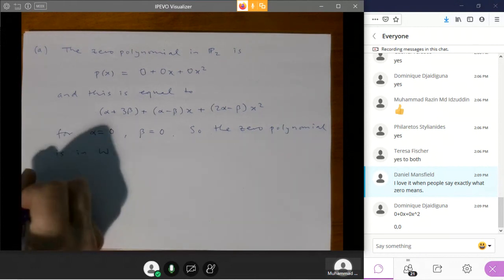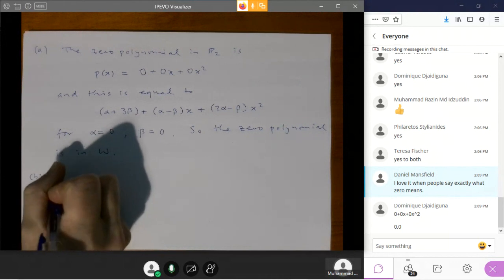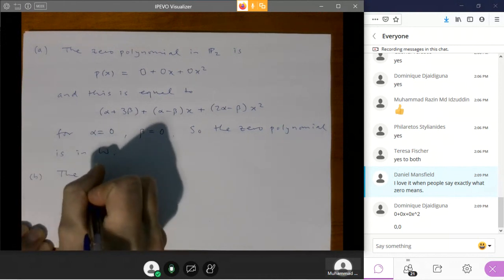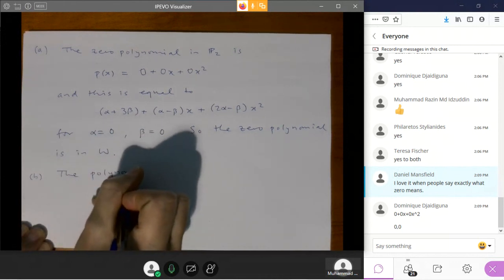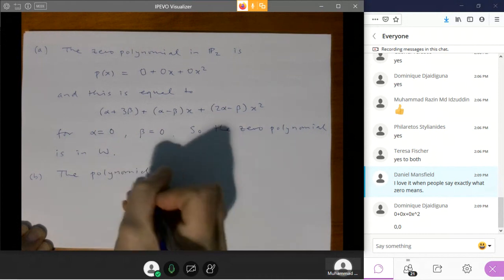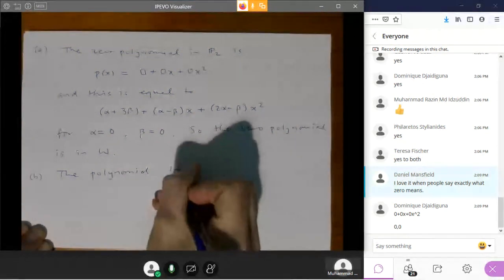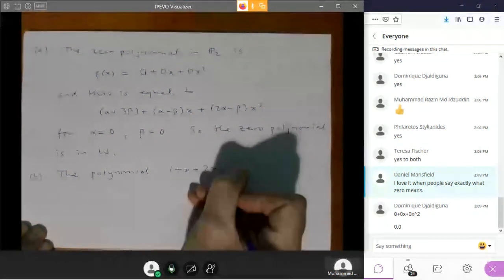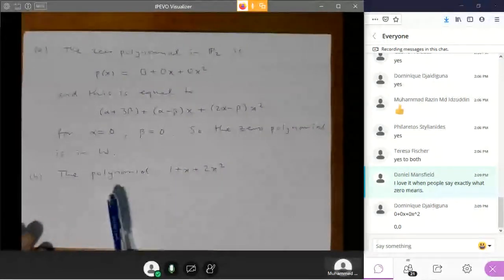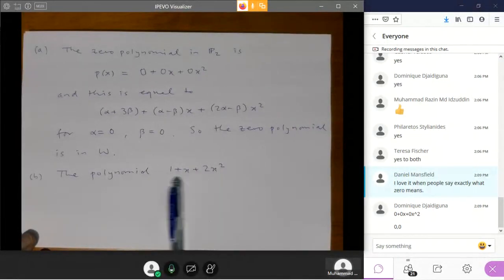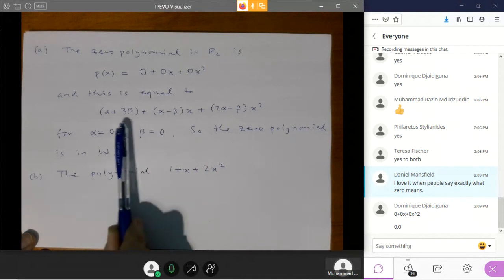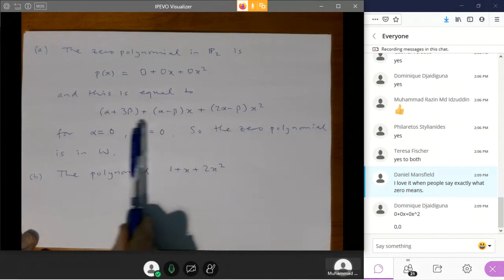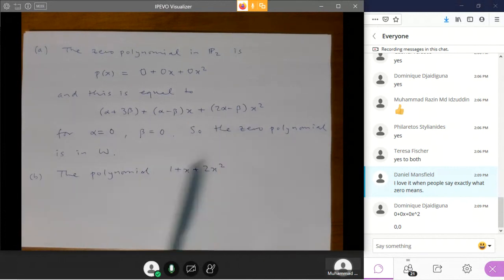Okay, let's go on to part B. And I can do that quite similarly, actually. So the polynomial 1 plus x plus 2x squared. Well, let's just look at this. We want to know if that is equal to this formula here for certain values of alpha and beta.